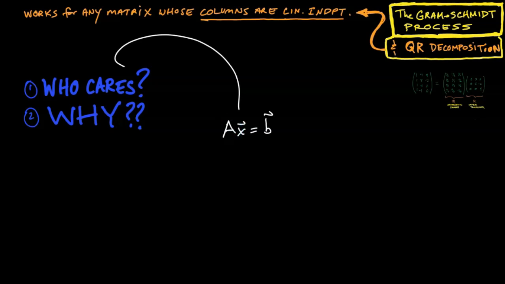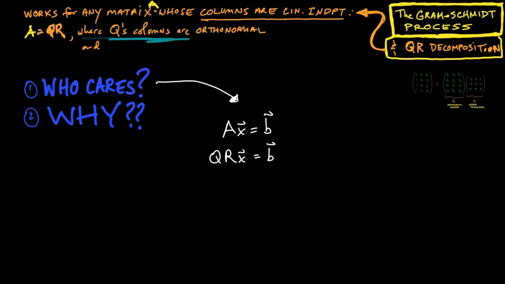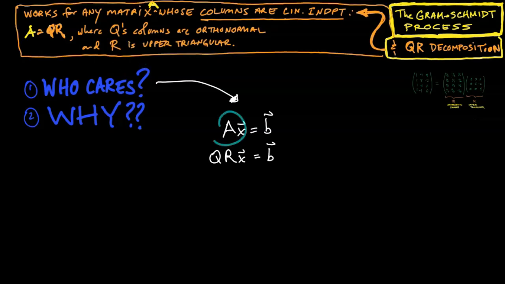All right, well, let's suppose for a second that we happen to know a QR decomposition for our matrix A. Well, in that case, I could rewrite this equation as QRx = b, where I've simply replaced A by QR. And let me remind you of what the QR decomposition asserts we can do. For any matrix A whose columns are linearly independent, we have A = QR, where Q's columns are orthonormal and R is upper triangular. So by factoring this A into QR, we've imposed some structure on these two factors.